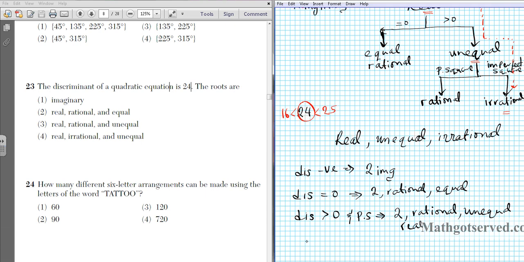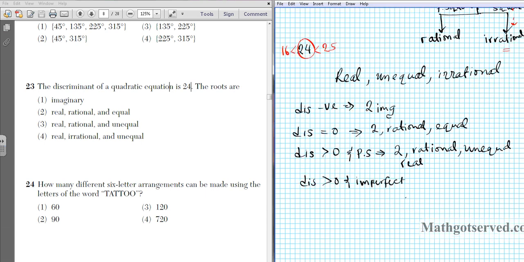But if the discriminant is greater than 0 and an imperfect square, we'll have the case that we just had, which is that they're going to be unequal, because it's greater than 0, real, and irrational. Okay? All right, so that's basically what you have. Okay, let's move on to the next question.